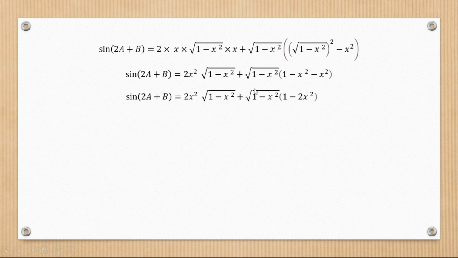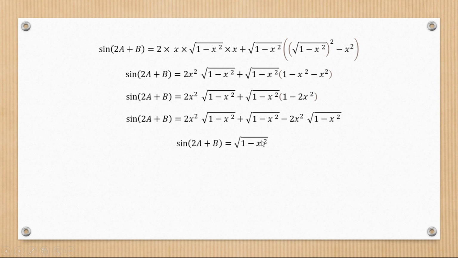So the next step shall be to multiply this inside the bracket, and I'll have 2x times root of 1 minus x squared plus root of 1 minus x squared minus 2x squared times root of 1 minus x squared. Now you can see that this and this are exactly identical, so they will cancel, and I'll be left with root of 1 minus x squared. But you remember what a and b represent. Remember that a represents sine inverse of x and b is cos inverse of x. So therefore sine of 2 sine inverse of x plus cos inverse of x shall be equal to root of 1 minus x squared, and hence we've proved it.